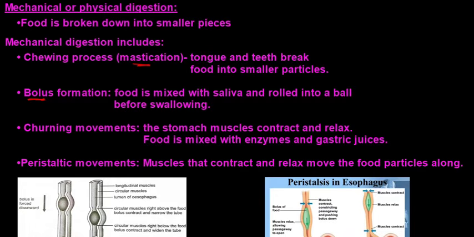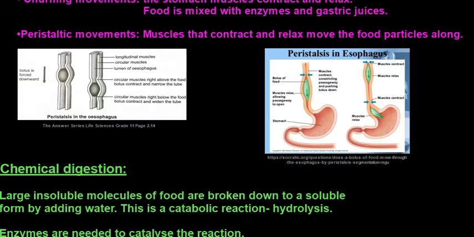Churning movements are the next one. This is when the stomach muscles contract and relax, so food is mixed with enzymes and the gastric juices. A bit later on in the video, we'll look at all of these enzymes that are involved in the different areas of the body with digestion. And then lastly, peristaltic movements, which is when the muscles contract and relax and move the food particles down along the digestive system.